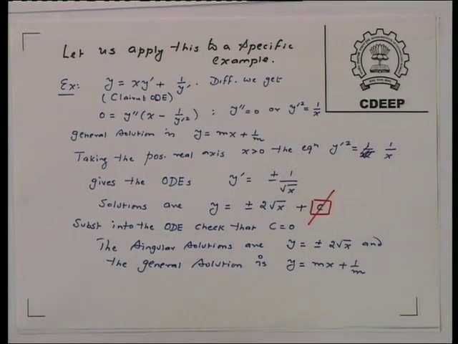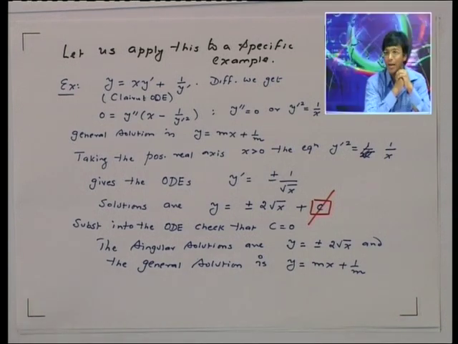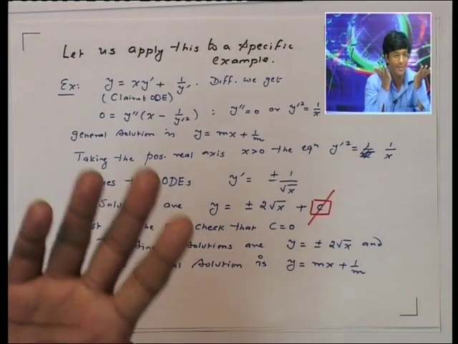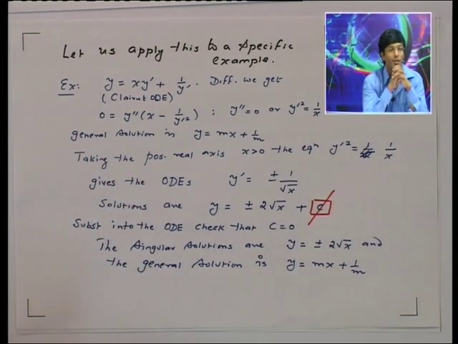The general solution is y equal to mx plus 1 over m. And you can obviously see that y equal to plus minus 2 root x is not a part of the family. Why? Because it is a parabola. Y equal to plus minus 2 root x is a parabola, and a parabola is not a part of the general family of straight lines, right. Whereas, what we are having here is a one parameter family of straight lines.